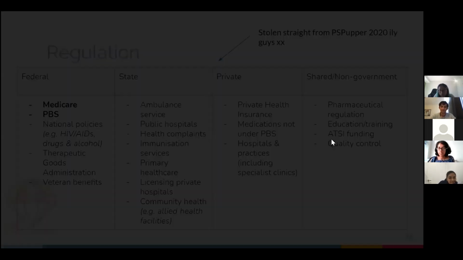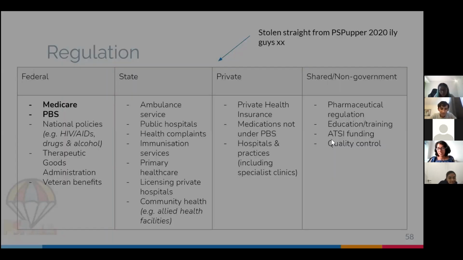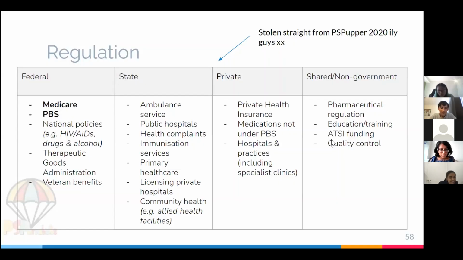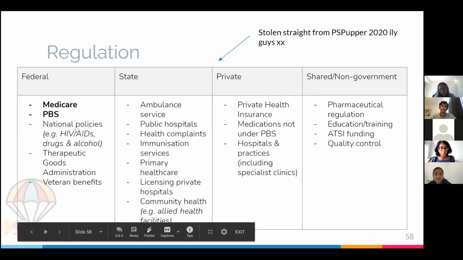All right, so regulation is first. I did steal this straight from PSParachute. Really sorry, but I love them. I'm not going to read this out. You can read it when I upload the slides to our PSParachute drive folder. I will be focusing in on Medicare and PBS shortly, though. You can read that in your own time.